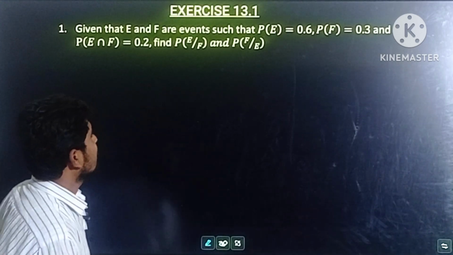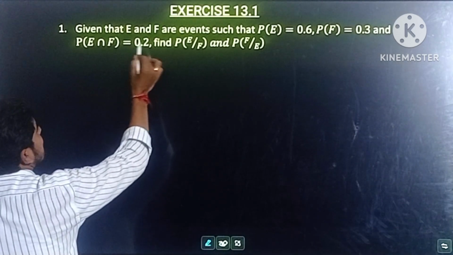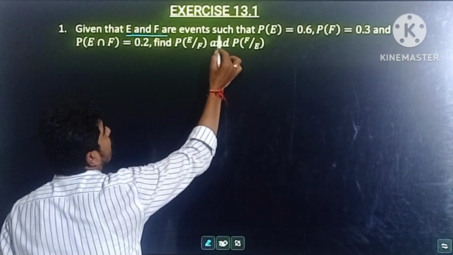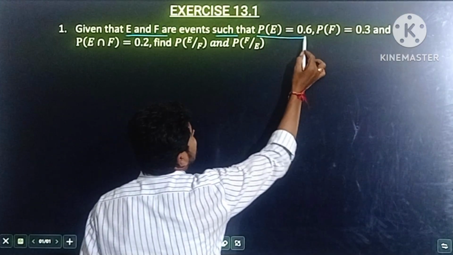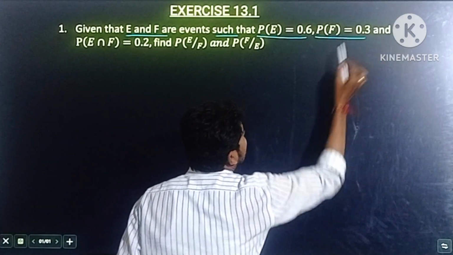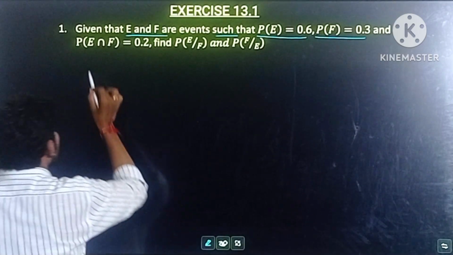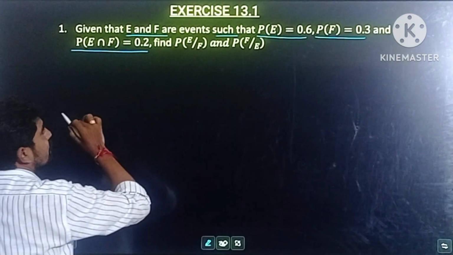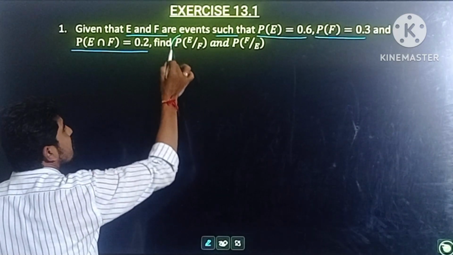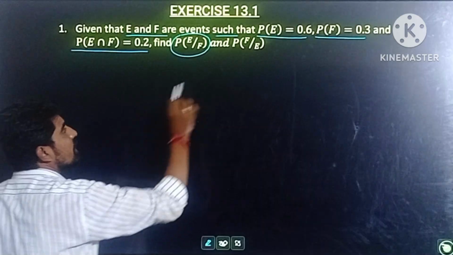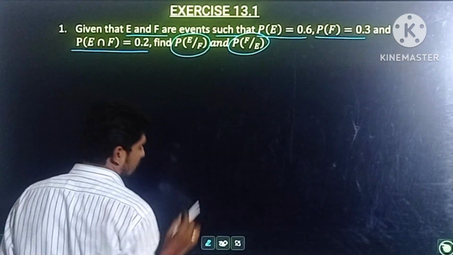Here the first question of exercise 13.1: E and F are any two events such that probability of E is 0.6, probability of F is 0.3, and probability of E intersection F is 0.2. Then we need to identify the conditional probability of E by F and probability of F by E.